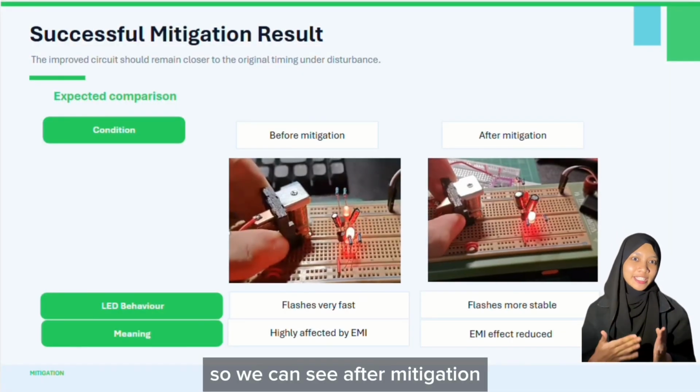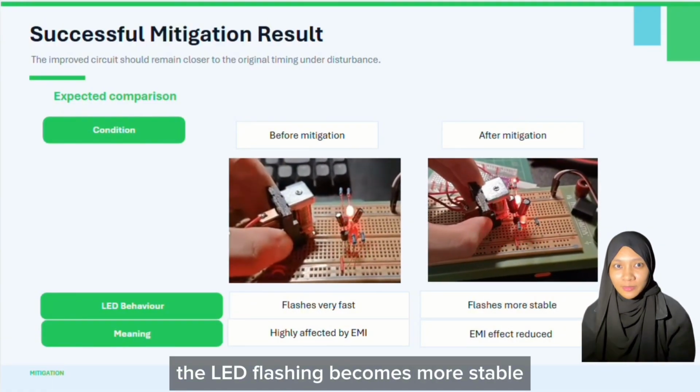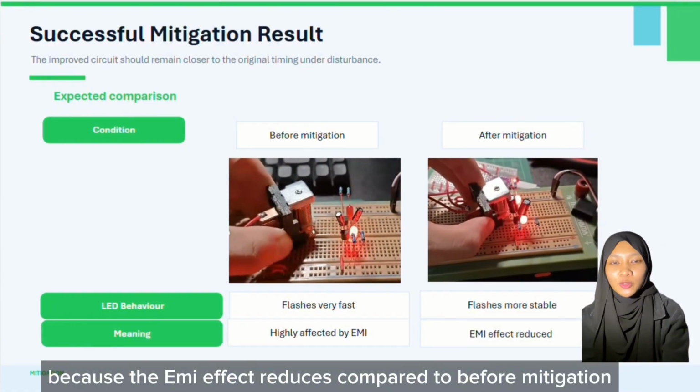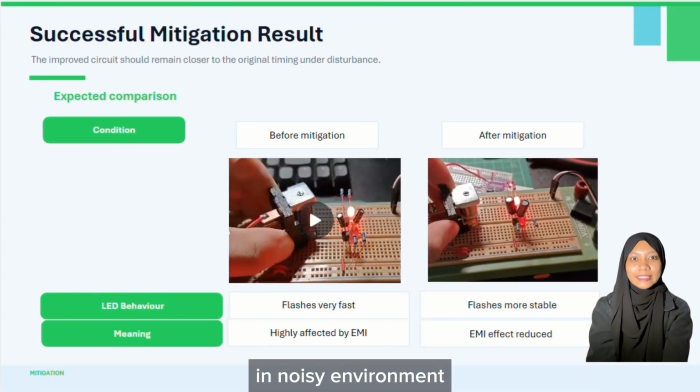We can see that after mitigation, even when the chattering relay is placed near the circuit, the LED flashing becomes more stable because the EMI effect is reduced compared to before mitigation. Therefore, this mitigation helps electronic devices reduce false triggering in noisy environments.